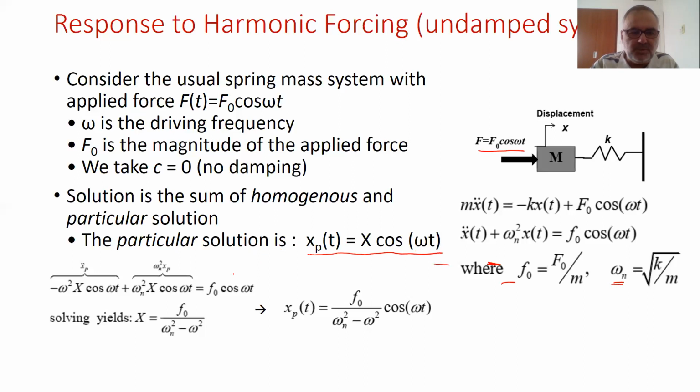And what we get for the amplitude will be the following term, if you substitute it into your differential equation. Therefore, the particular solution for our system is f0 divided by omega n squared minus omega squared, times cosine omega t. Note that there is a term omega n squared minus omega squared. If omega is equal to omega n, this term becomes infinite, as you can guess. And that means something, as we will see soon.